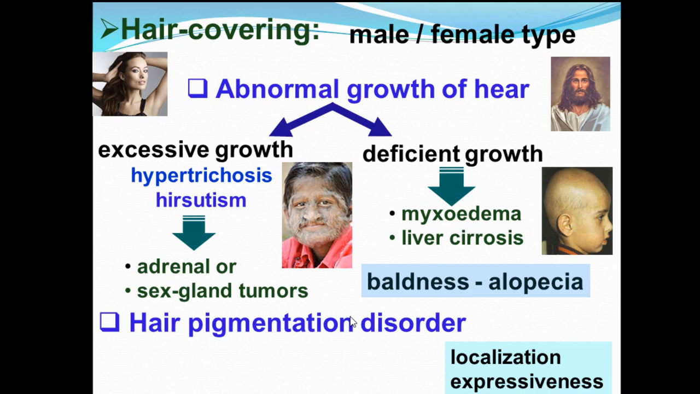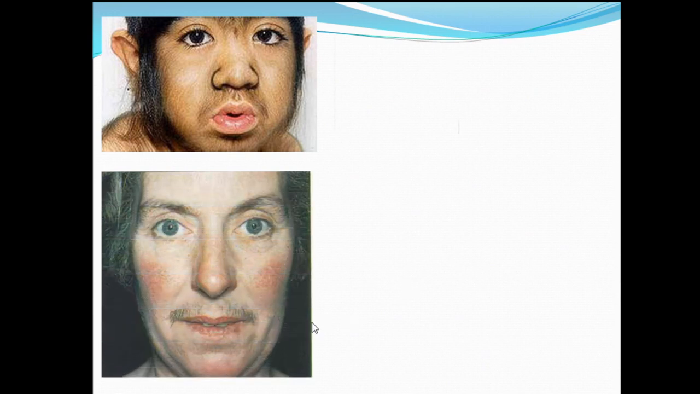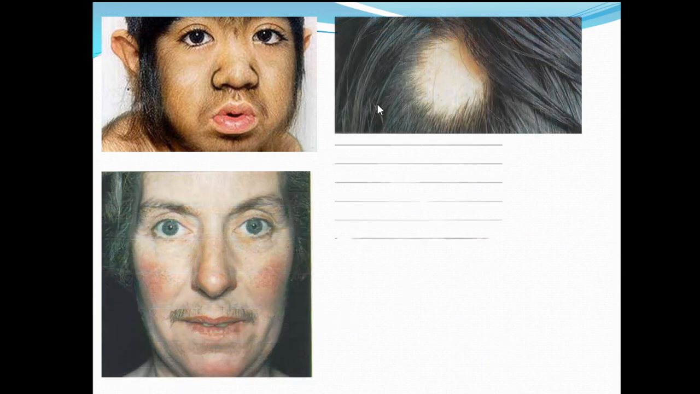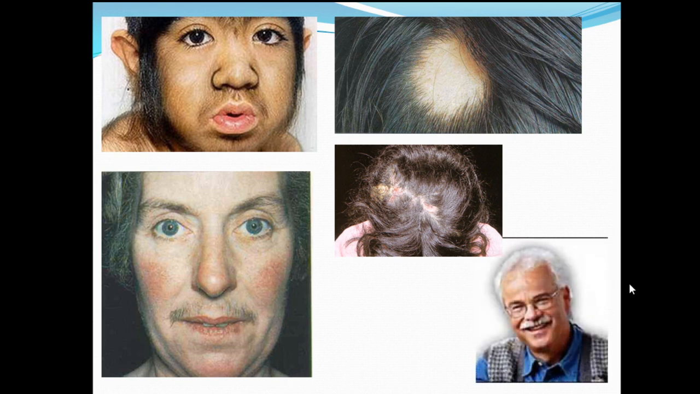We pay attention to the color of hair to reveal some hair pigmentation disorder. You see a patient with hirsutism, you see a patient with alopecia, local affection of hair growth, and you see a problem with hair color. But again, it must be correlated with the age of the patient, which may be assessed as physiological or pathological.